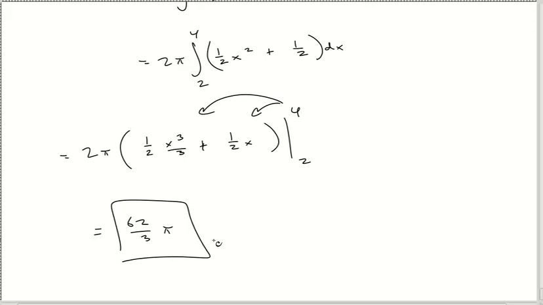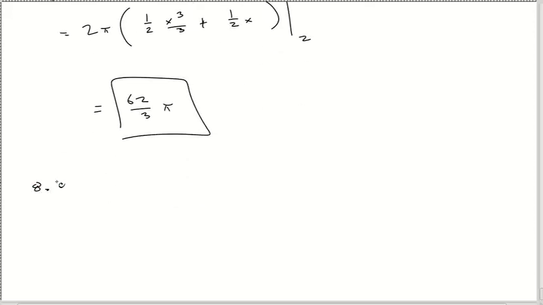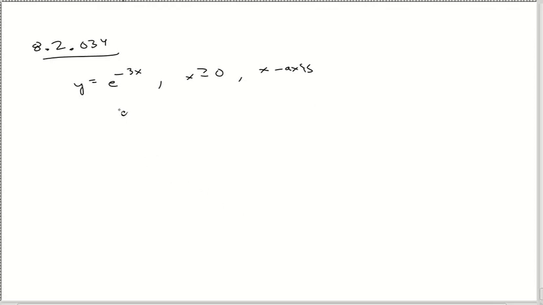This is the last problem. So here we go. 82034. So I've got my y is equal to e to the negative 3x. I got x is greater than or equal to 0. And they want to go around the x-axis here. This function looks something kind of like this here. We're going around the x-axis.